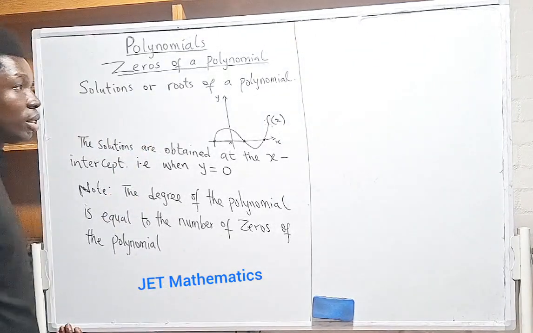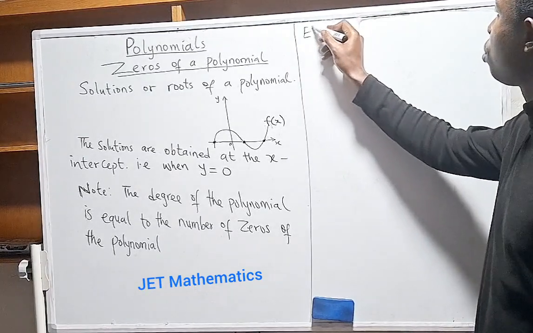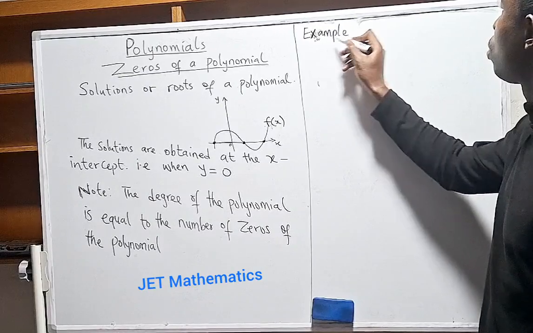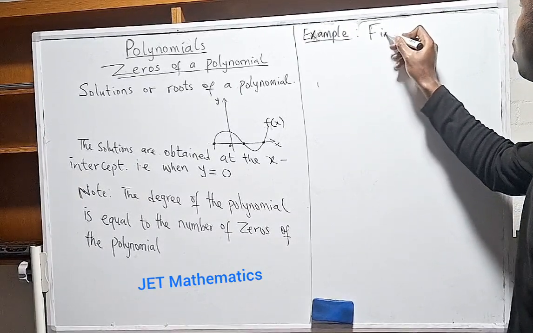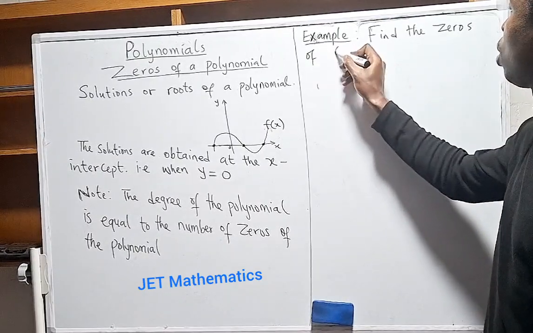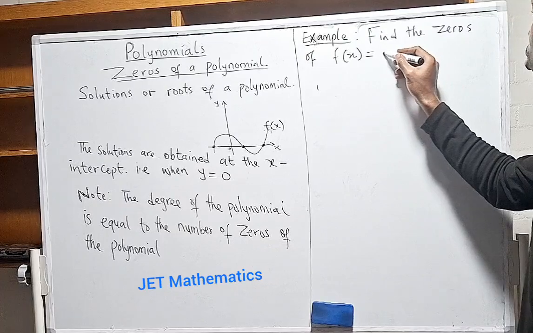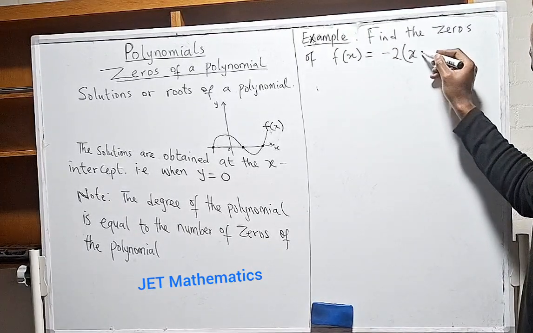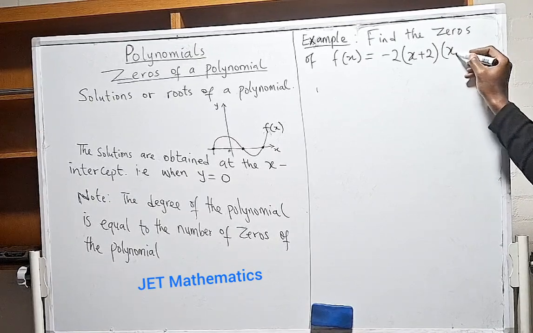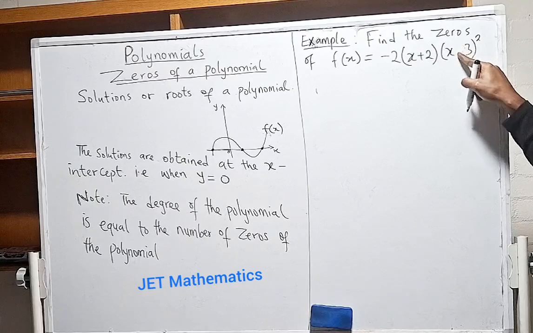So let's take an example. Find the zeros of f of x is equal to minus 2 bracket x plus 2 bracket x minus 3 squared.